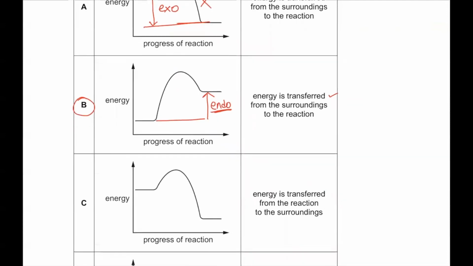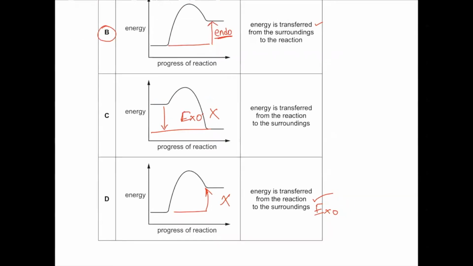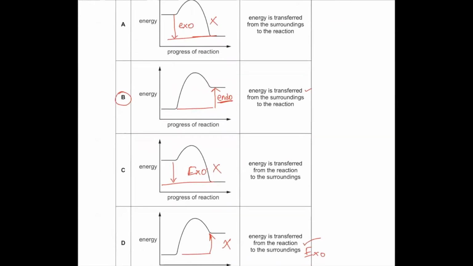Question number 13, B. Let's see why C and D are not correct. In C, we can already see this is exothermic. All right, so thereby it is cancelled. And in D, the progress of the reaction shows endothermic reaction, no problem. However, it says energy is transferred from the reaction to the surrounding, which is from exothermic reaction, so therefore not correct. All right, so only 13B is the correct answer.